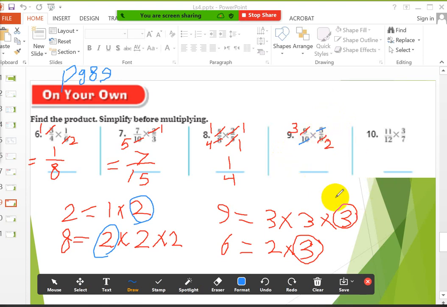5 and 10, what is the greatest common factor? What is the number that's common between those numbers? Look, what are the multiples for 10? It's 2 multiply 5, right? And what are the multiples for 5? It's 1 multiply 5. So I can divide both 5 and 10 on 5. So 5 divided 5, it's 1. 10 divided 5, 2. Thank you.